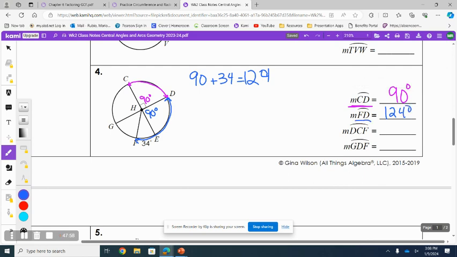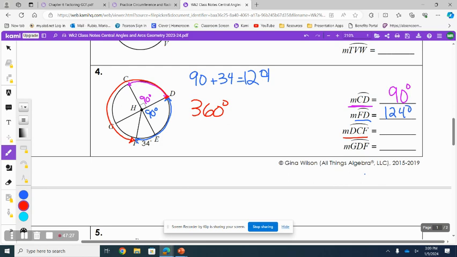Okay. Then what is it asking for us next? DCF. So DCF is D to C to F. That one should be easy, right? If D to F is 124, then what's the difference? What's left? We know there's 360 degrees in a circle.